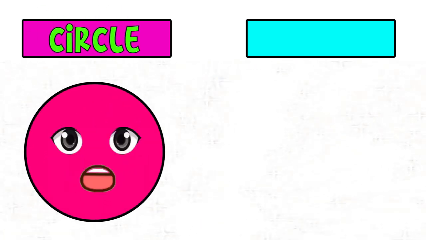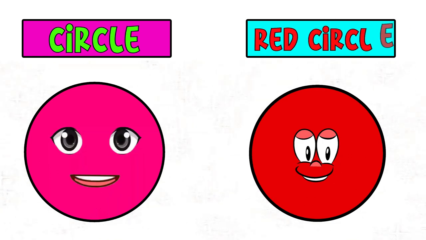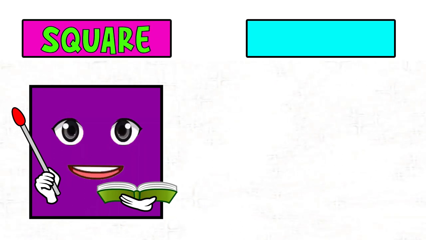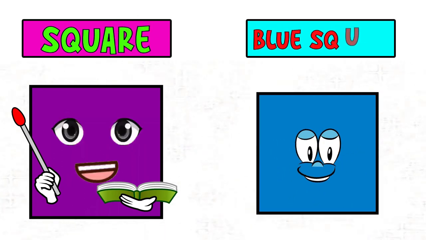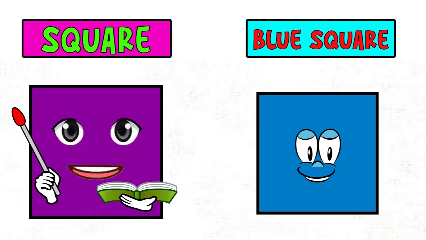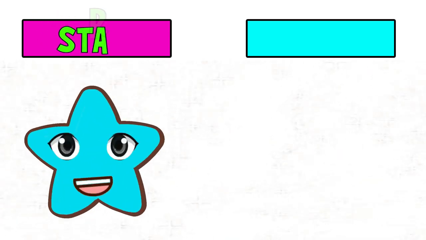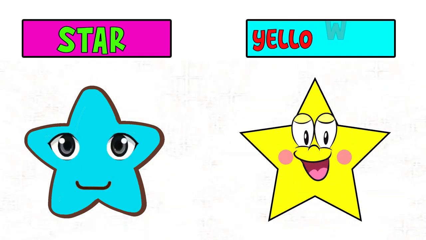Circle. Red circle. Square. Blue square. Star. Yellow star.